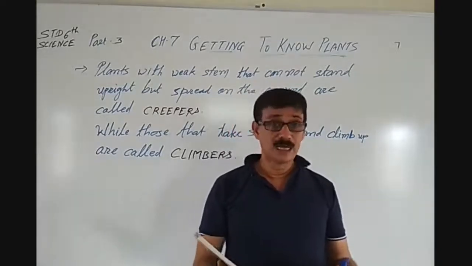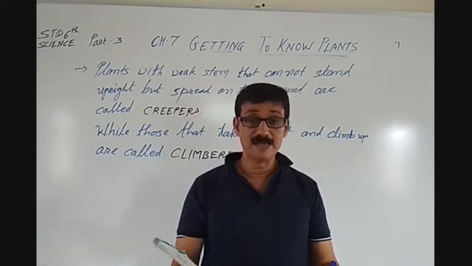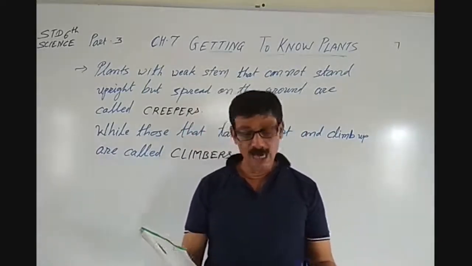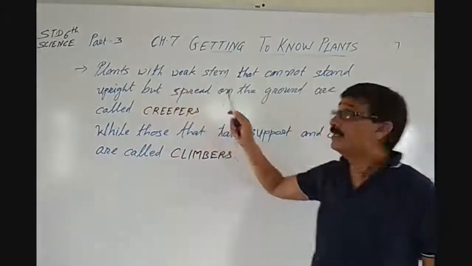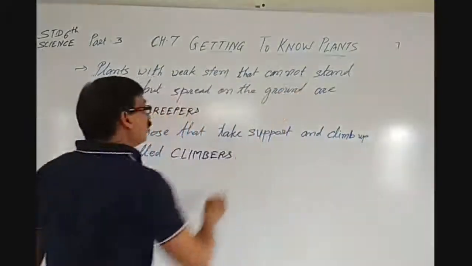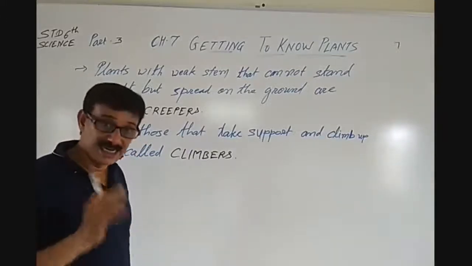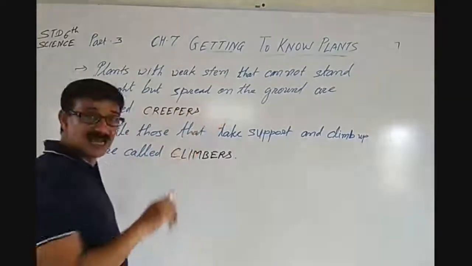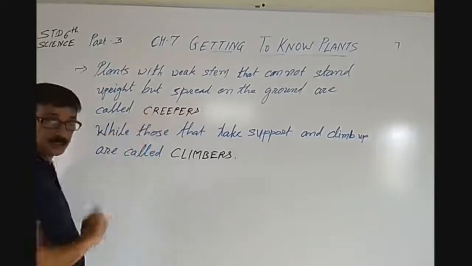Now underline what I am reading with your pencil. Plants with weak stems that cannot stand upright but spread on the ground are called creepers. Here also it is there. Plants with weak stems. The stems are very weak and they cannot stand upright. Why? Because their stems are very weak. That is why they cannot stand upright but spread on the ground. Those that spread on the ground are called creepers.